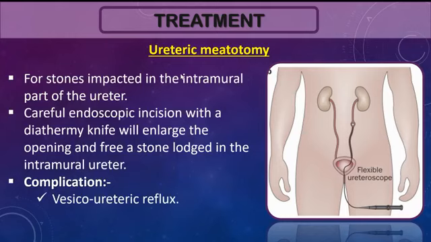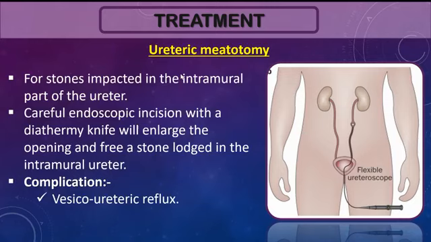So this is about the ureteroscopic litholapaxy methods. If the stone is impacted in the vesical junction within the mucosa, in that case it is needed to remove the stone by making an incision over the mucosa of the ureteric opening. So this is ureteric myotomy. For a stone impacted in the intramural part of the ureter, careful endoscopic incision with a diathermy knife will enlarge the opening and free a stone lodged in the intramural ureter, then remove it out with the Dormia basket or Helix evacuator.